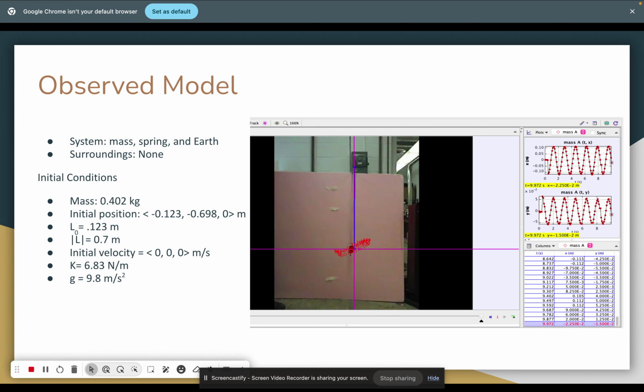In the experiment, the system was the mass, the spring, and the earth. The initial conditions are that the mass on the spring is 0.402 kilograms. The initial position is negative on the x and y axes and 0 on the z-axis. I have the spring constant here, gravity is 9.8, and the initial velocity is 0. This is a screenshot from my tracker software after I put in the points and got the data shown on the right.